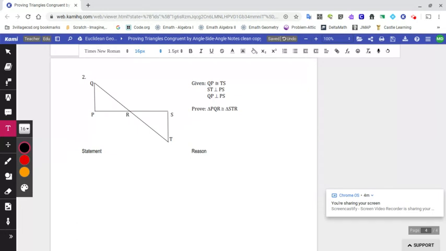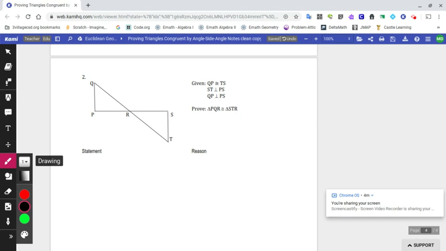Here's number 2. QP is congruent to TS, so I'm going to mark that. ST is perpendicular to PS. That would be this angle here is a right angle. And QP is perpendicular to PS, so that's a right angle. That's really all the givens tell me. But again, with intersecting lines, we can go by the appearance of the diagram. That's the only time that's going to give me these two vertical angles.